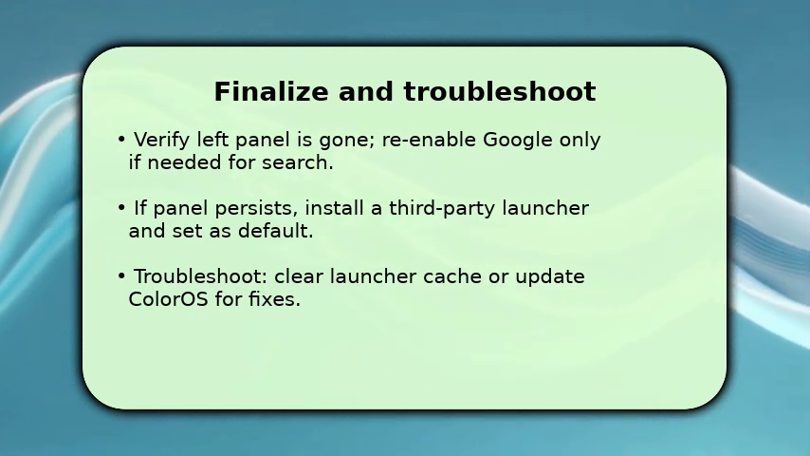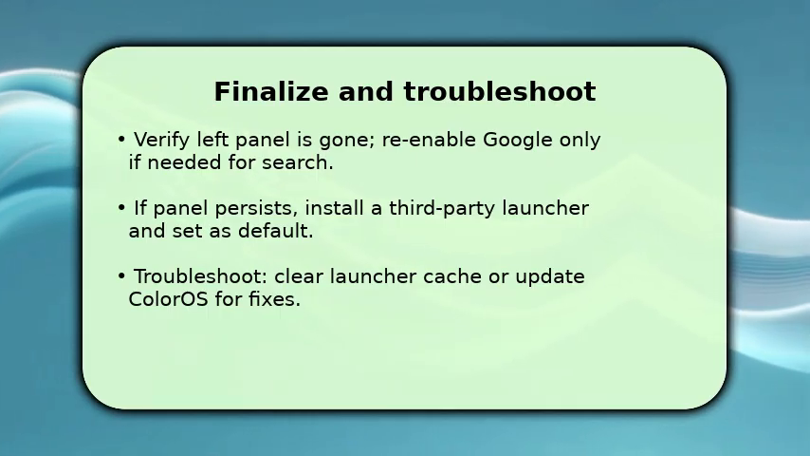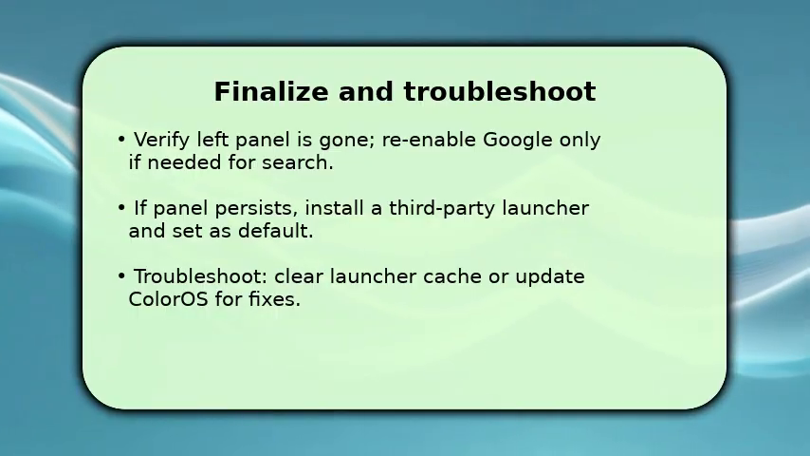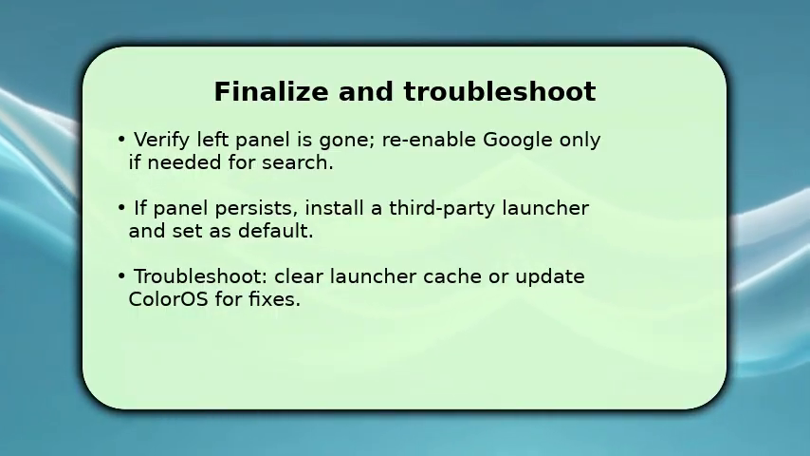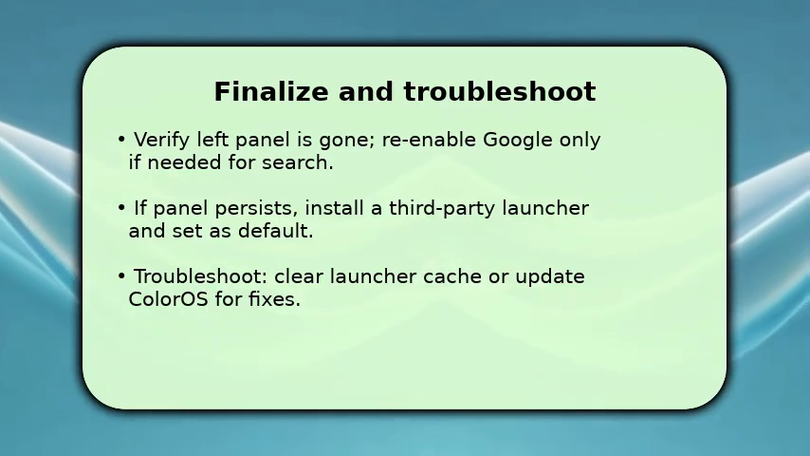If the system launcher forces Discover back, consider installing a third-party launcher, like Nova, and set it as default. That immediately removes the feed. Make sure you understand re-enabling Google will restore Discover, so keep it disabled unless you need integrated Google features.